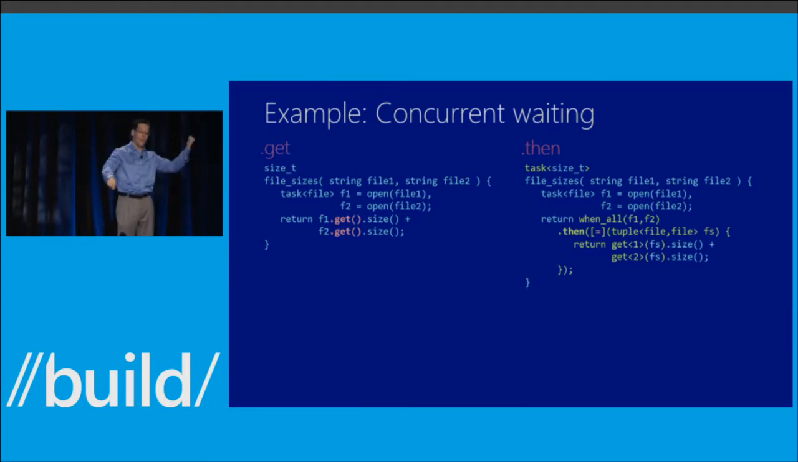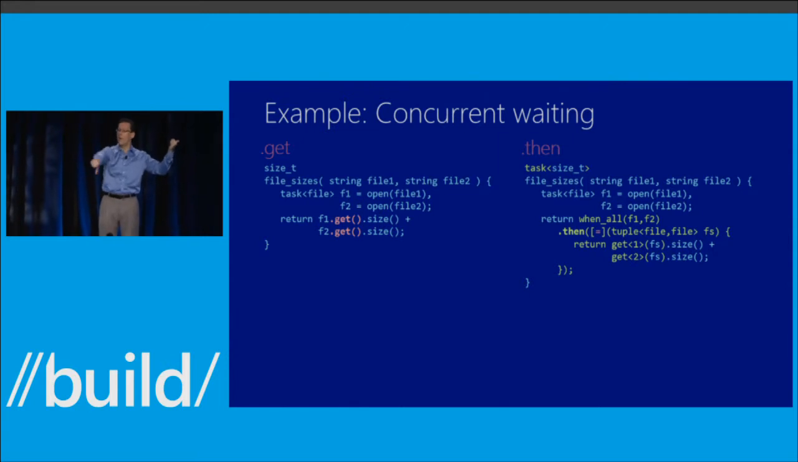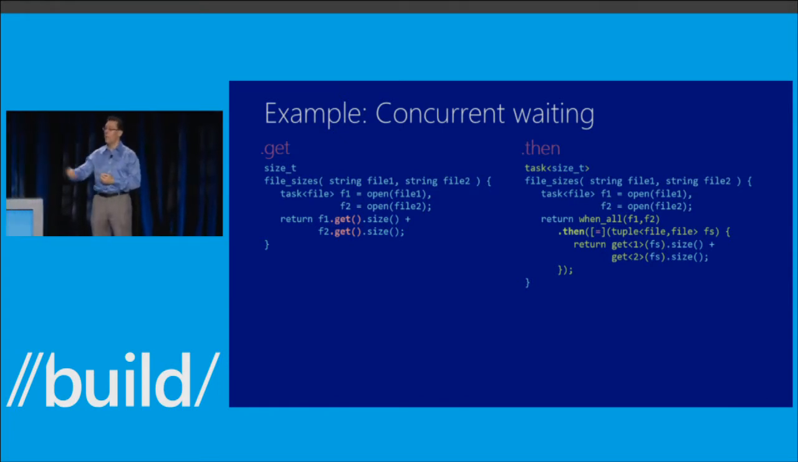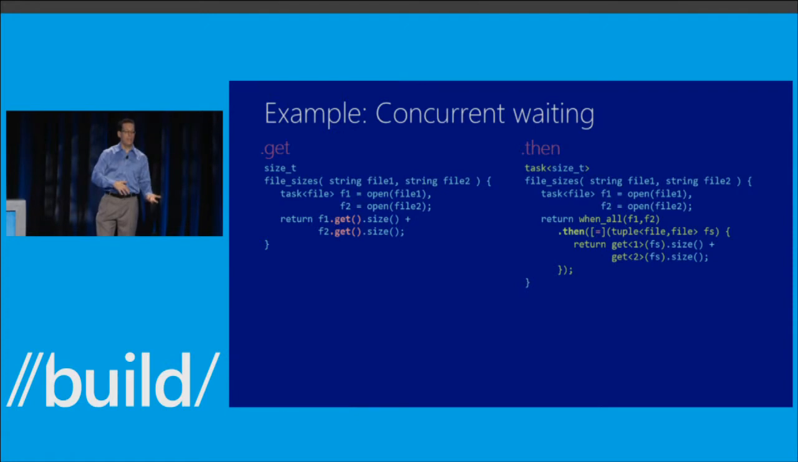We just return. We just launch the two open files. We say, oh, by the way, when you're done, do this also, and we return. And that means we return a task of size T, not just a size T. And now the caller doesn't have to block. He can if he wants to, but he doesn't have to. This function can be used in highly responsive code that does not block. That's really important. Well, what does await let you do?